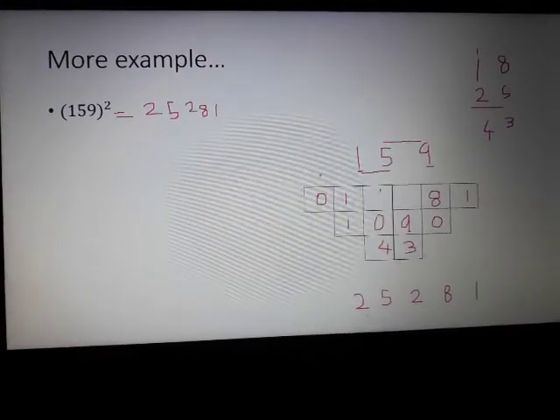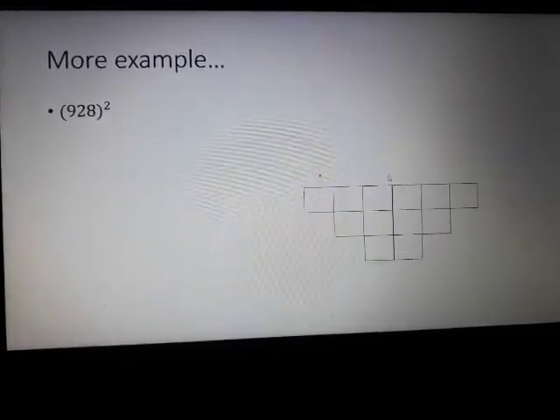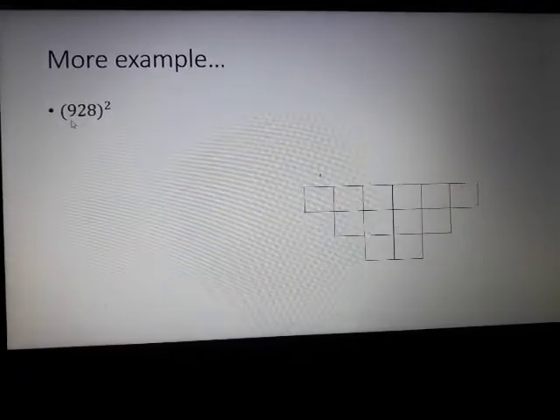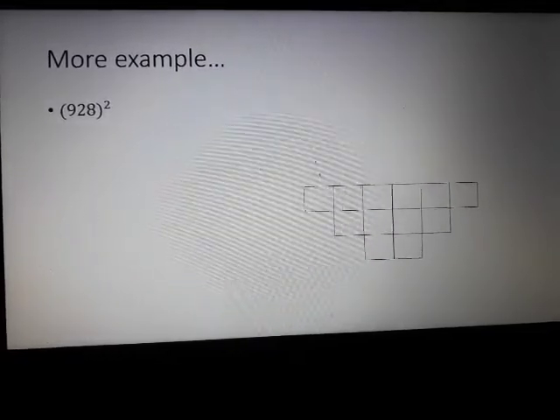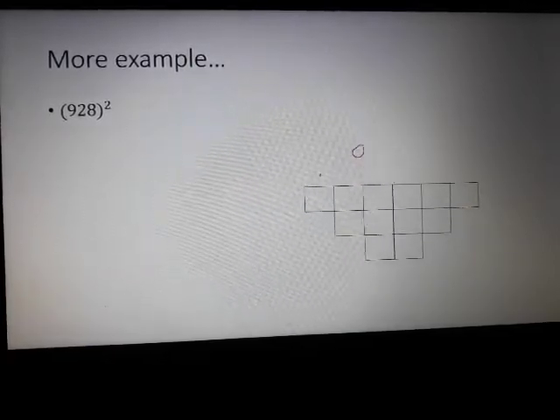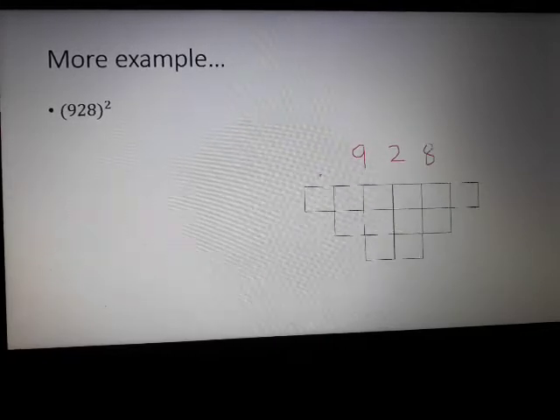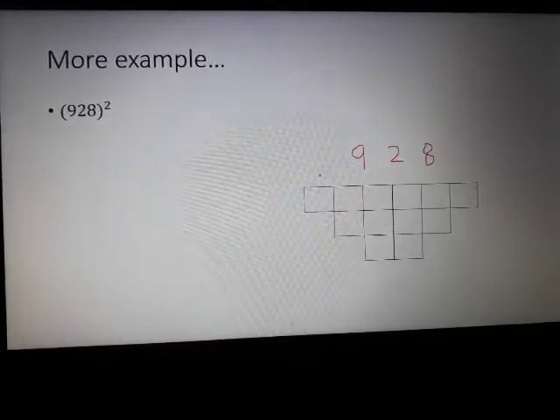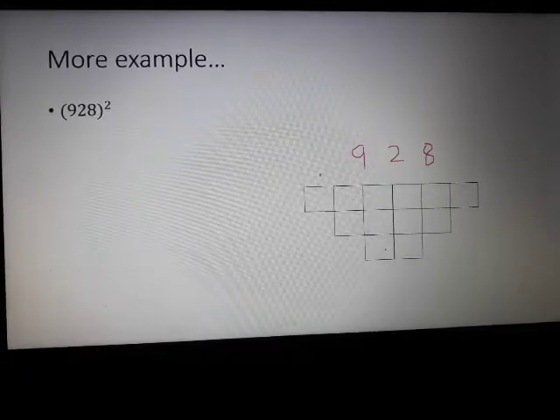Let's try one last question before winding up the section. This time let's take a bit complicated number, 928. So we have to find the square of 928 using inverted pyramid technique. So write 928. Draw the inverted pyramid with 6 boxes at the top. In the first row, 4 boxes in the second row, 2 boxes in the last row.